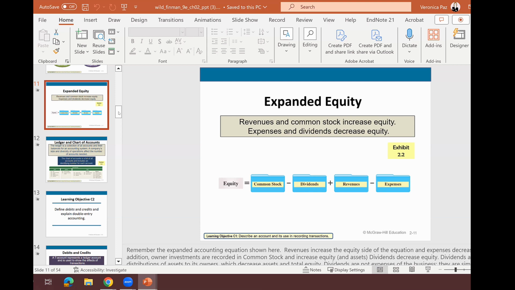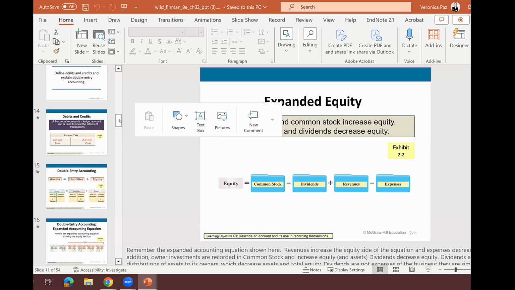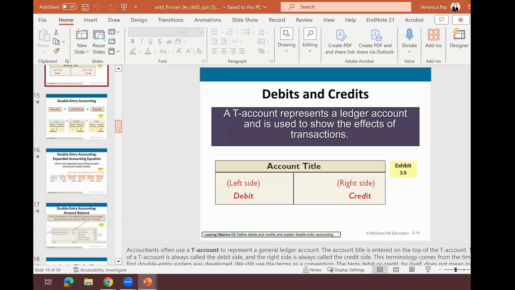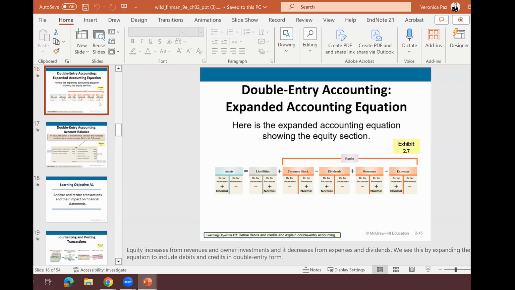Okay. I'm getting worried. So then we have our T accounts, we have that, and then we have our expanded equation, which we talked about. So this is what you want to make sure you have, your normal balances, right? Expenses, normal, is a debit. Debits are always on the left side of the T account. Credits are always on the right. Good. Okay. We'll get somewhere.